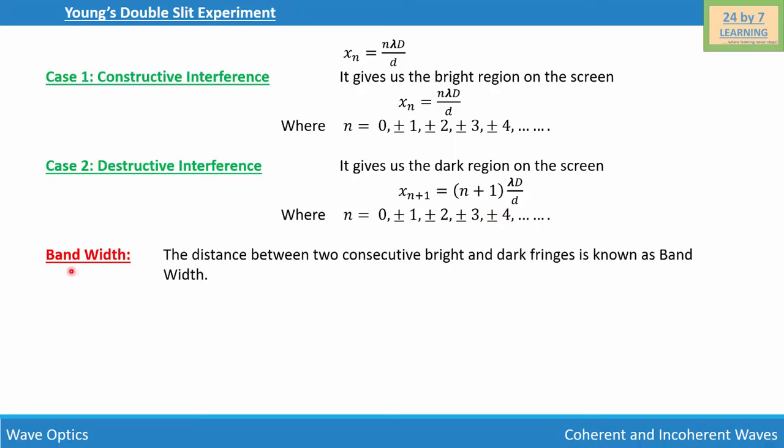Now the next thing we want to find is the bandwidth. The bandwidth is defined as the distance between two consecutive bright or dark fringes. Bandwidth is denoted by beta, and beta is equal to x(n+1) minus xn. Now let's substitute the values of x(n+1) and xn from here and here, and we will write beta is equal to (n plus 1) lambda D over d minus n lambda capital D over d. If we simplify, we will get beta is equal to lambda capital D over small d, and this is basically the width of the band, and this is how we define the Young's double slit experiment.